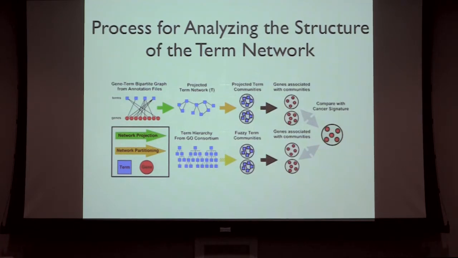And if there's a good overlap between our gene communities and gene signatures, then we can say, okay, well, there's something biologically meaningful in the way we've divided up these functions.